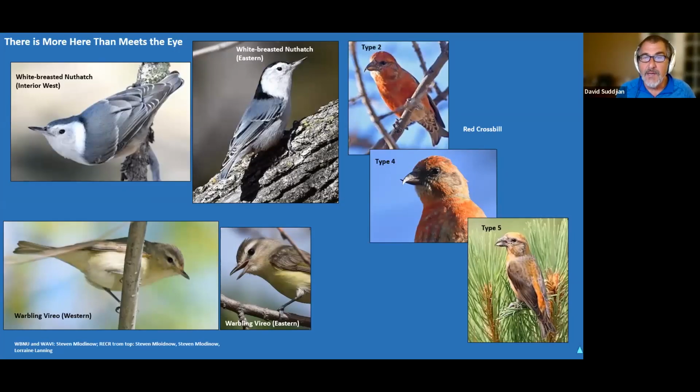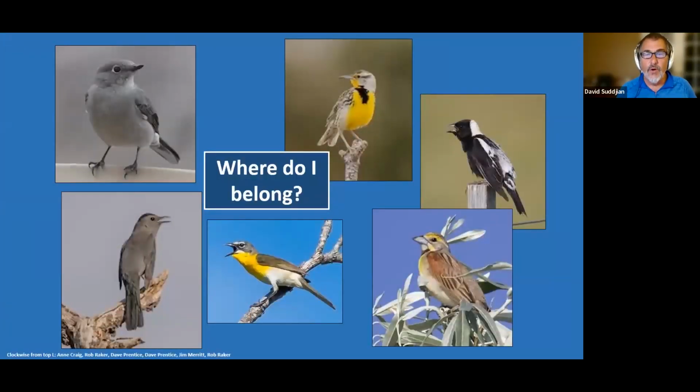So we'll go right back to the question I had for my field trip people at the beginning, when we're seeing these different birds, most of which are familiar, some of which a little less so. And I ask, what is that bird? What group is that bird in? What family is that bird in? Where do I belong? We'll start on the upper left. That is a Townsend's solitaire, and it's in the thrush family.